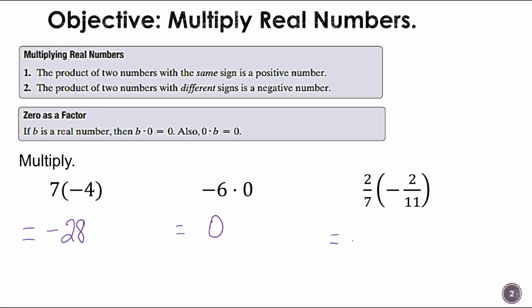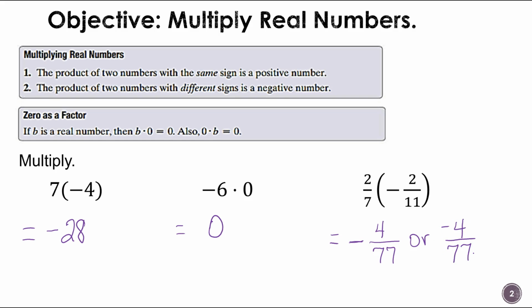When I multiply fractions, you multiply the numerator times the numerator, denominator times denominator. Now, I have a positive and a negative. This one is going to be negative. 2 times 2 is 4. 7 times 11 is 77. And now the negative can go in a number of places, so we can write that differently. We could write it like this.